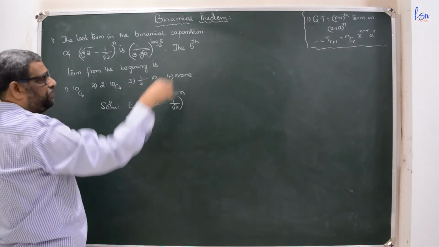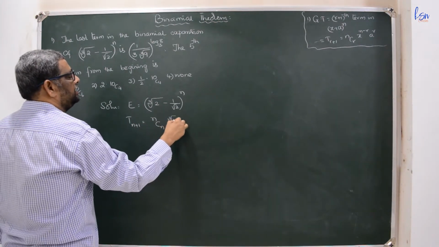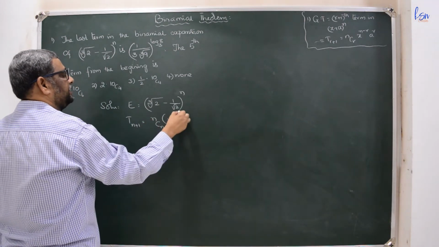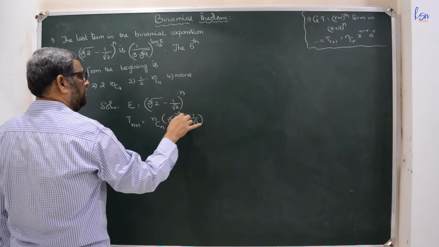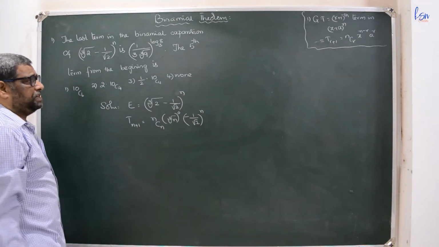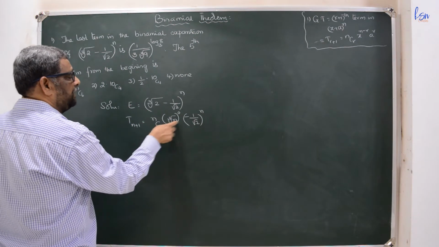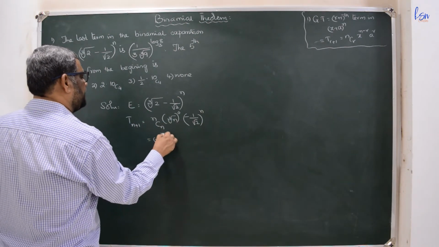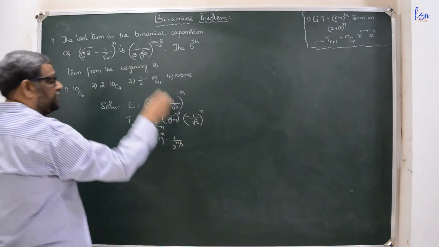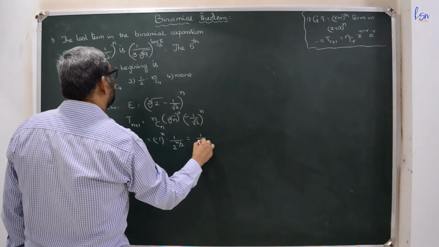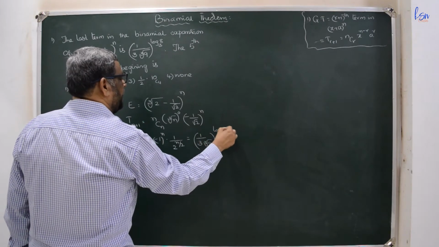T(n+1) means by that formula nCn into (cube root of 2) whole power n minus n, that is 0, into (minus 1 by root 2) whole power n. This is the last term. nCn is 1. This is minus 1 to the power of n into 1 by 2 to the power of n by 2. This is given to be 1 by 3 into (cube root 9) whole power log 8 base 3.